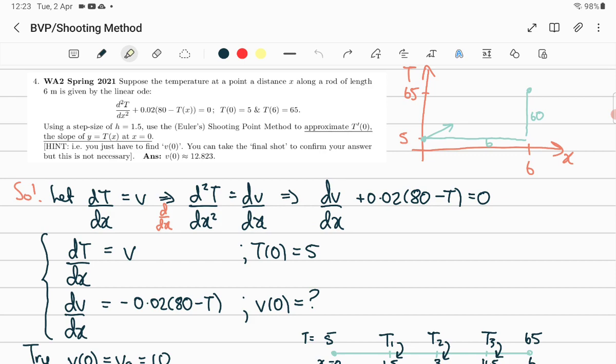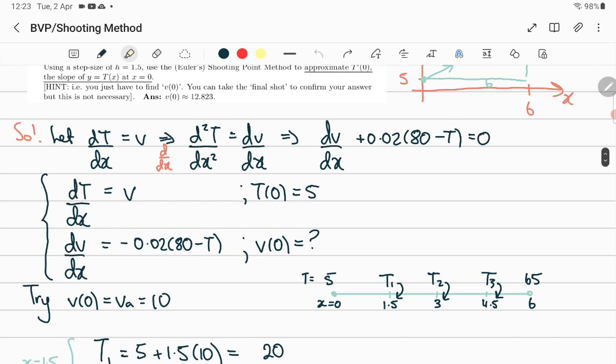We've got temperature versus distance. It's distance equals 0, temperature is 5. Distance equals 6, temperature is 65. So if we do a rise over the run, the rise in temperature from 5 to 65 is 60, the run is 6. So if you were to shoot straight at it, you get a slope of 10. So this is where we're going to try this and see how we get on.